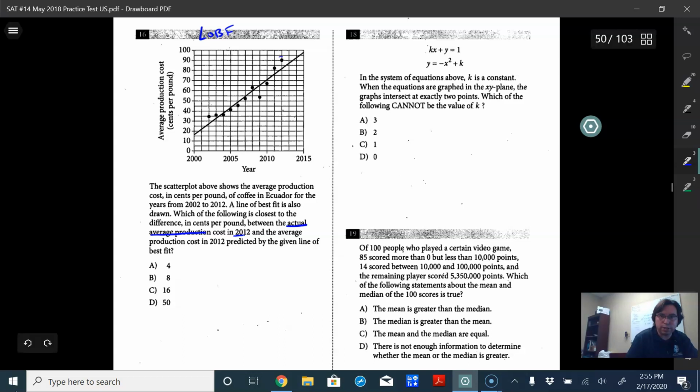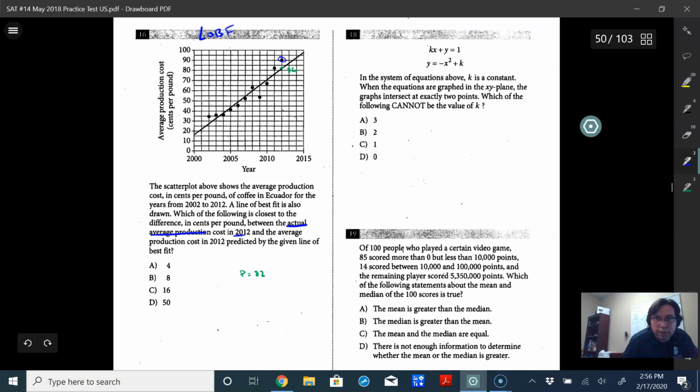So there's the actual, all right? And the average production cost has been predicted by the line of best fit. So remember, the line of best fit is going to be our model here. So that looks to be about right there. And so what we can see, that looks to be, say, maybe 82. And so we can say maybe the predicted equals 82.